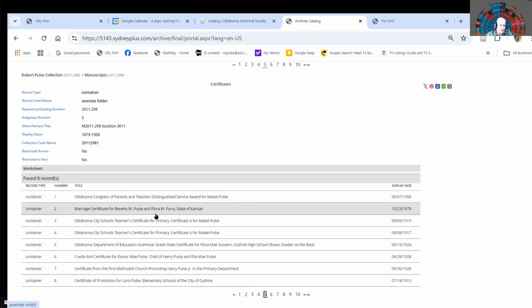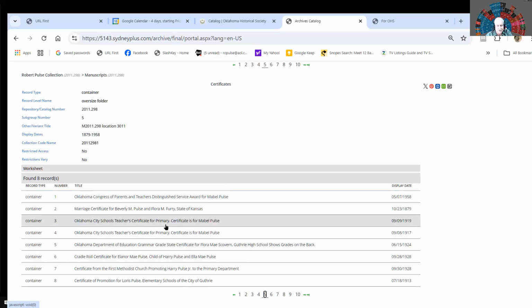Here's the Beverly Pulse and Flora Fury. She was the girl across the street in Kansas that he married, and they had one child. It was Desi. Desi then married, and then she had one child, and that was Flora Scovern. So that's how Flora Scovern fits into the family. Later on, Desi died, and she died when Flora was quite young, and on a train actually to Guthrie. And Flora then was adopted by Beverly Pulse family and raised by the Beverly Pulse family.